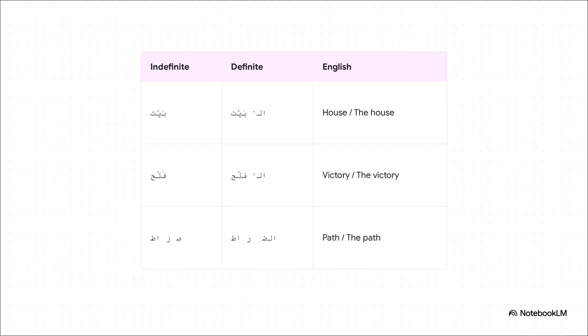Look at that first row. You start with bait, which just means a house. But then you just add that al right to the front, and boom, it becomes al-bait, the house. It's that predictable, that simple. Same thing for victory and path. It's a really powerful switch.